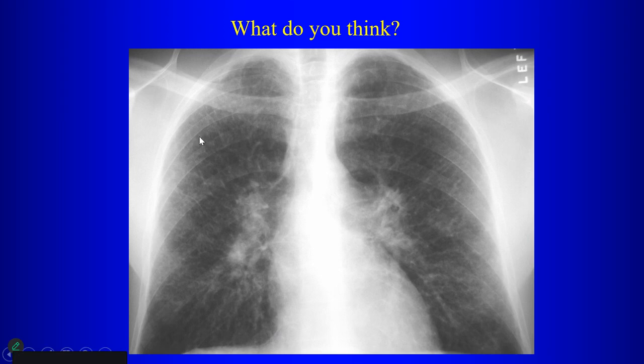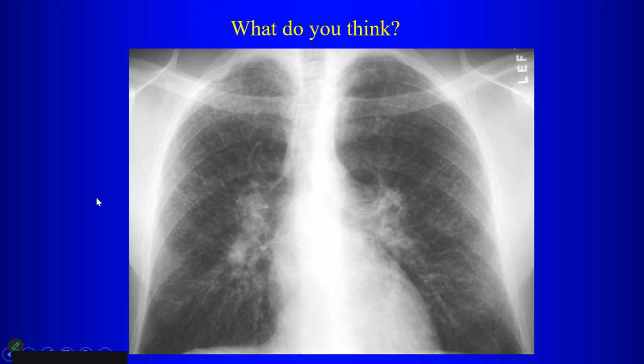Yeah, so we do have these reticular opacities, right? Is it worse in the upper lungs or the lower lungs? Upper. Yeah, in the uppers, and you also think it's more peripheral. Now, the second thing you mentioned also is what? Hilar adenopathy. Yeah, unilateral or bilateral? Bilateral. Yeah, so it's bilateral hilar adenopathy with reticular opacities or interstitial disease with a mid to upper lung predominance.